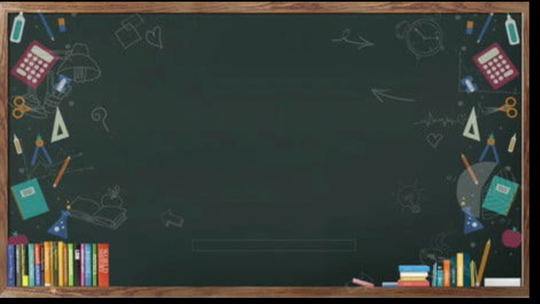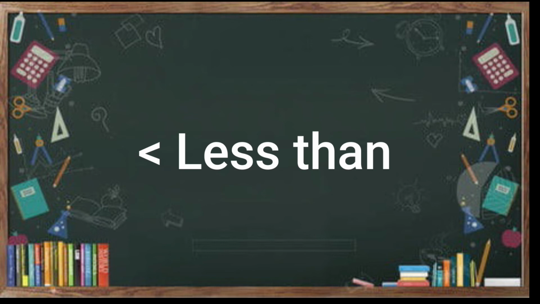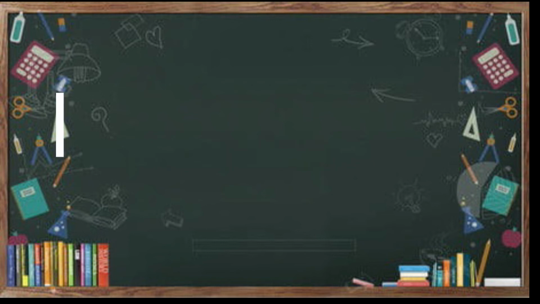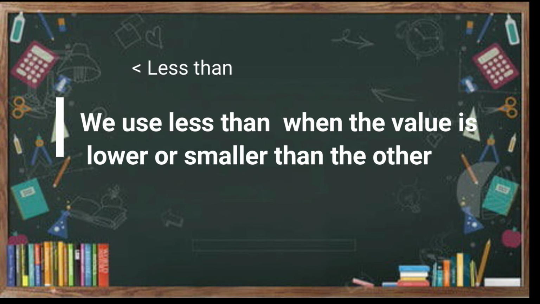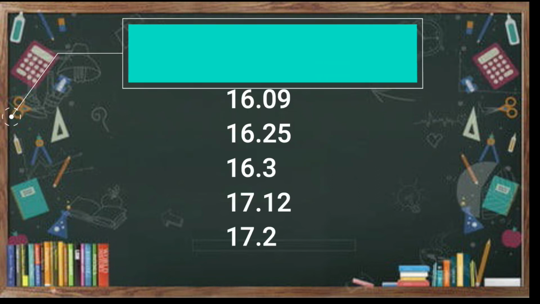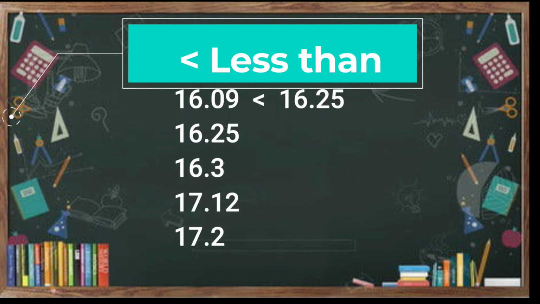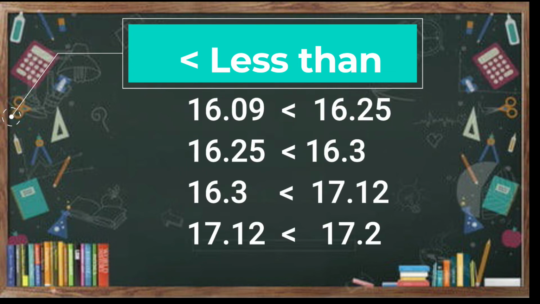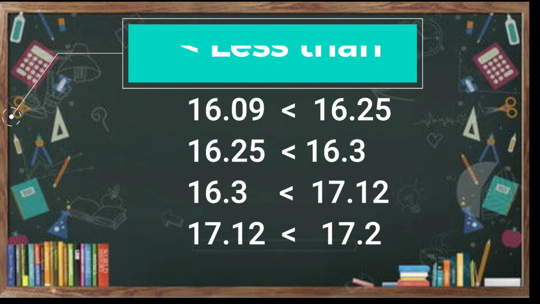Next symbol is less than. We use less than when the value is lower or smaller than the other. So let's get the example. This is least to greatest. Okay, 16 and 9/100 is less than 16 and 25/100. 16 and 25/100 is less than 16 and 3/10. 16 and 3/10 is less than 17 and 12/100. 17 and 12/100 is less than 17 and 2/10.